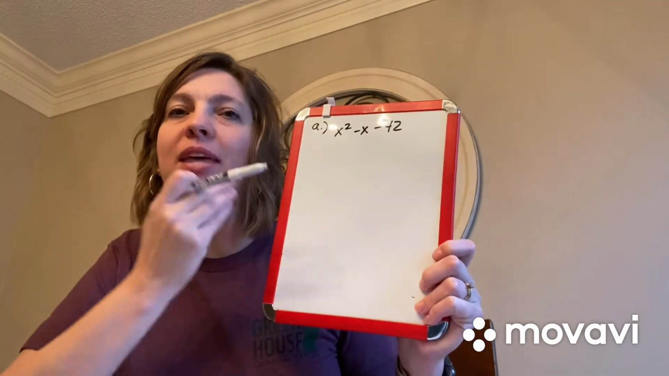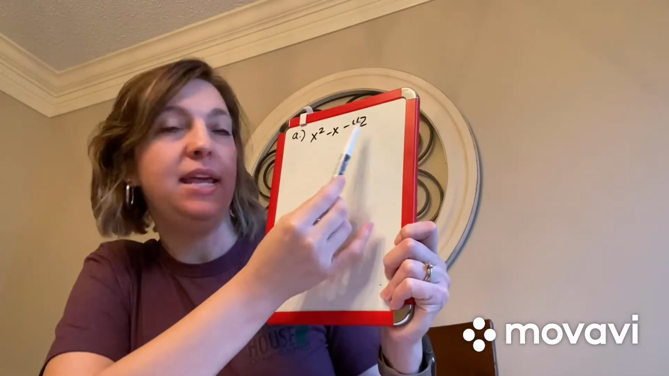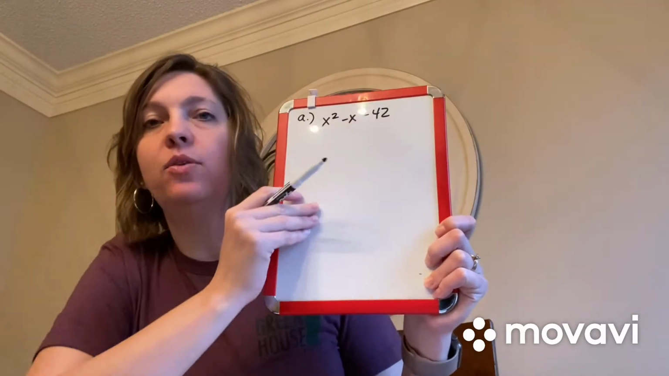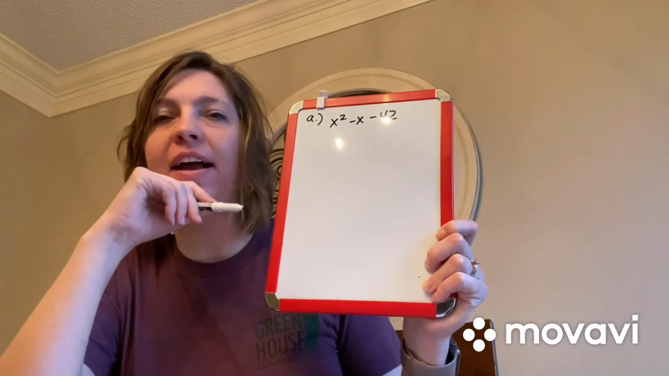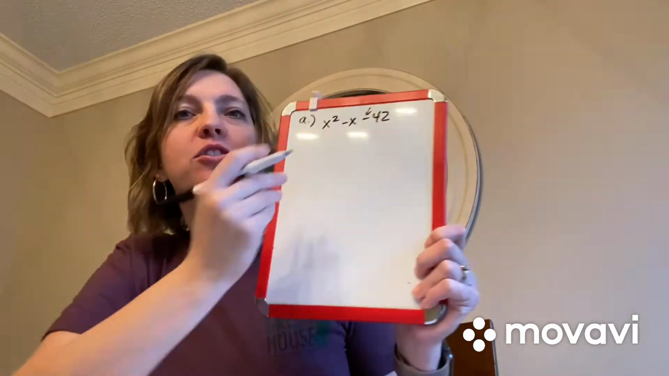Now, there are some things that I always have to ask myself first. Is it in the proper order? Yes. Is my leading coefficient positive? Yes. X squared is positive. Now I'm ready to factor. Now, how do I factor? I look at my last sign first because there's clues.